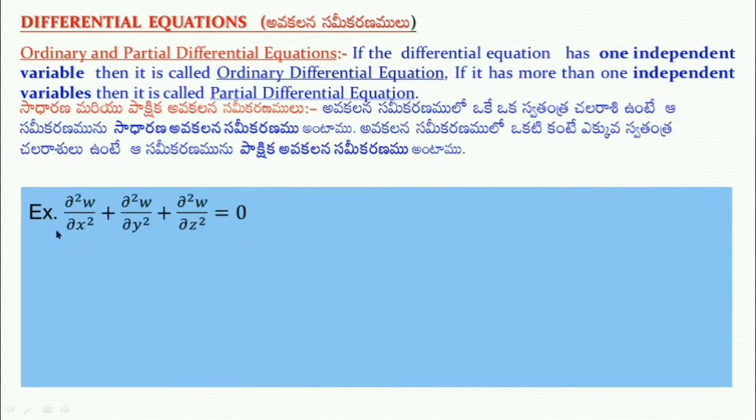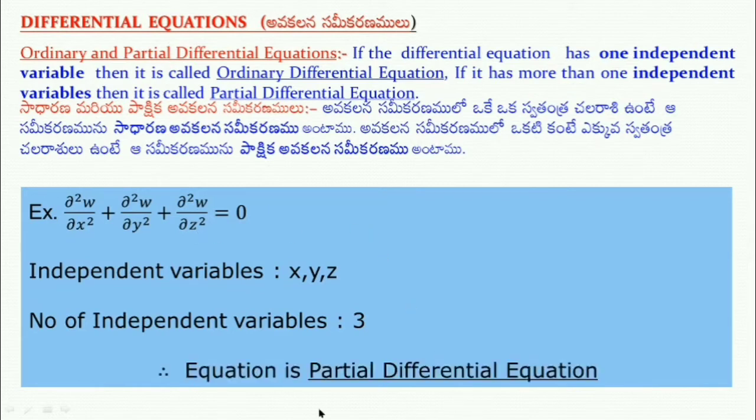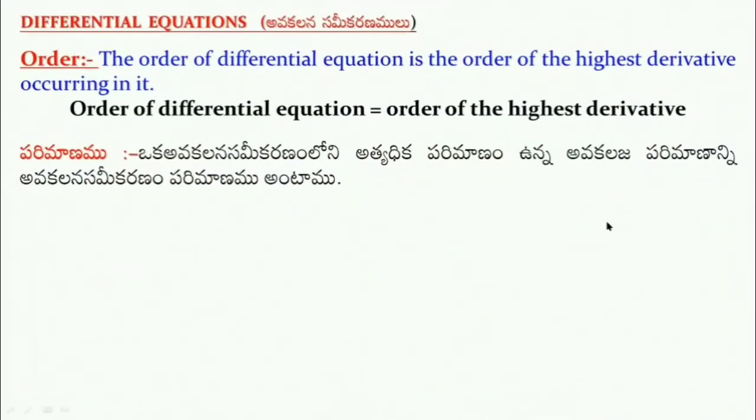Here is some other equation. In this equation we have three independent variables. This one is with respect to x, this one is with respect to y, this one is with respect to z. So we have three independent variables, x, y, z. So the number of independent variables is equal to 3. More than one, that means the equation has more than one independent variable. That's why the equation is a partial differential equation. So what is a partial differential equation? If it has more than one independent variable, it is called partial differential equation. If it has only one independent variable, it is called ordinary differential equation. So these are the types of the definition.